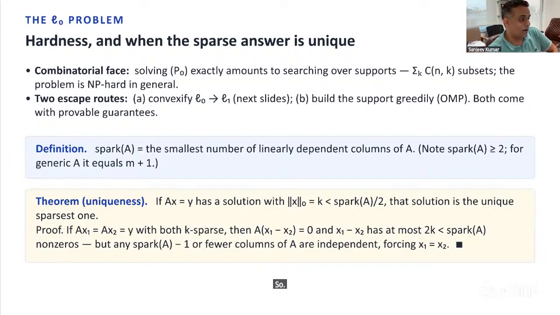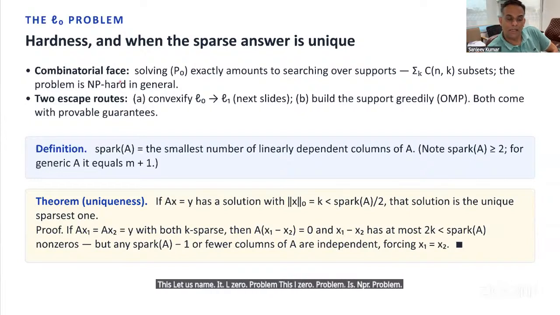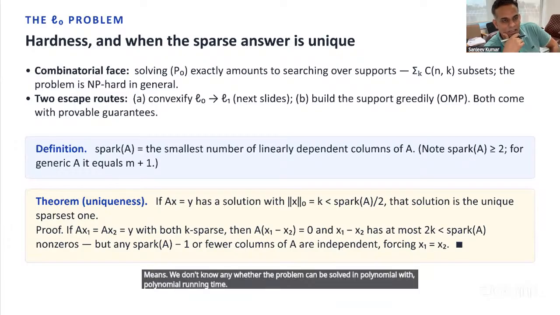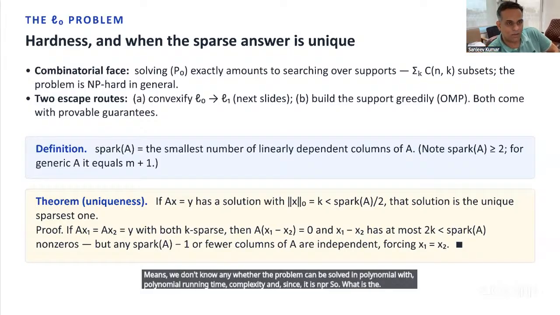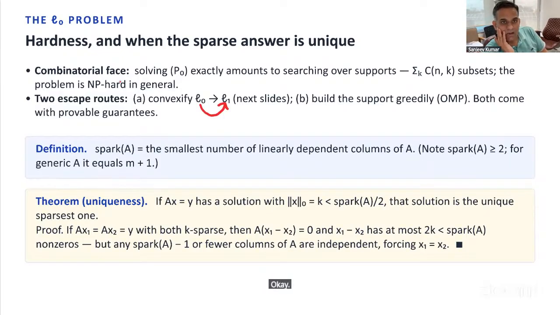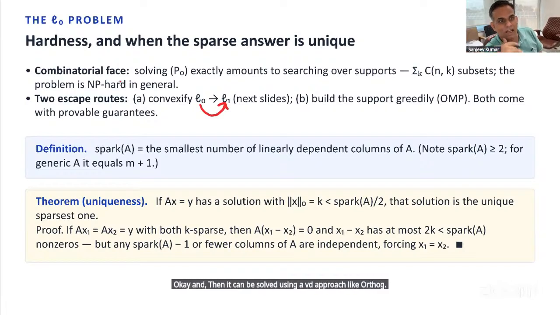Let us name it the L0 problem. This L0 problem is NP-hard, which means we don't know whether the problem can be solved with polynomial running time complexity. Since it is NP-hard, what is the escape route? I will replace this L0 by L1, and then it can be solved using a greedy approach like orthogonal matching pursuit and so on.